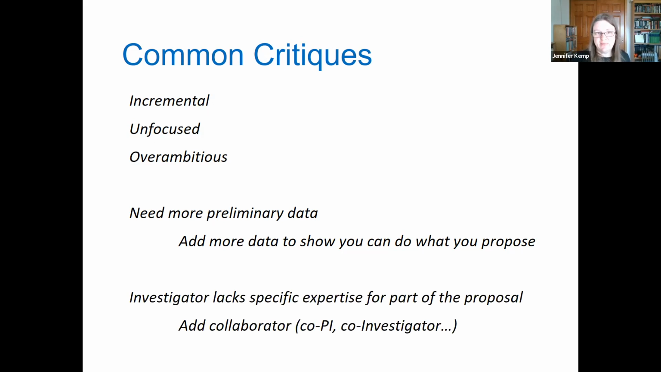And then finally, and this is one that I really want to advise you to try to address up front before you get this comment: investigator lacks specific expertise for a certain part of the proposal. The solution to this is to add a collaborator, whether it's a co-PI or a co-investigator. I think it really does not hurt you to add a collaborator if you need one. Even if you don't think you need a collaborator, but the reviewers do, you should add one. It doesn't take anything away from you, and in fact, it helps you, I think, long-term.